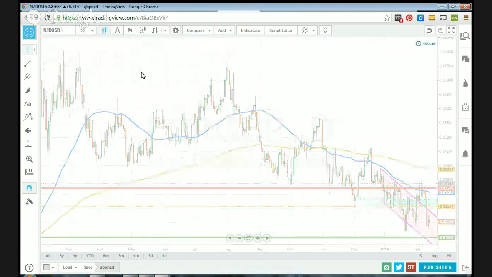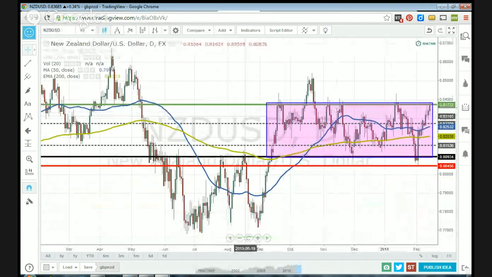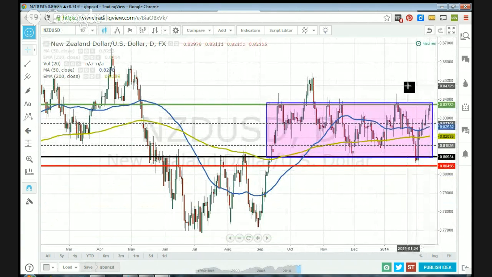Let's recap Kiwi dollar. As you can see, we hit this green line. Now I may actually look to stop and reverse here, trading from the short side, but before I do that, I want to see some reversal candlesticks. If it looks like the market is actually respecting this as a resistance level, there may be an opportunity to trade to the short side. Alternatively, if it breaks out, it could be traded as a breakout.